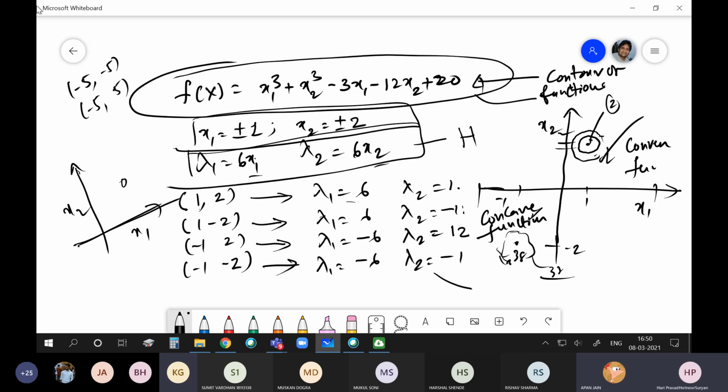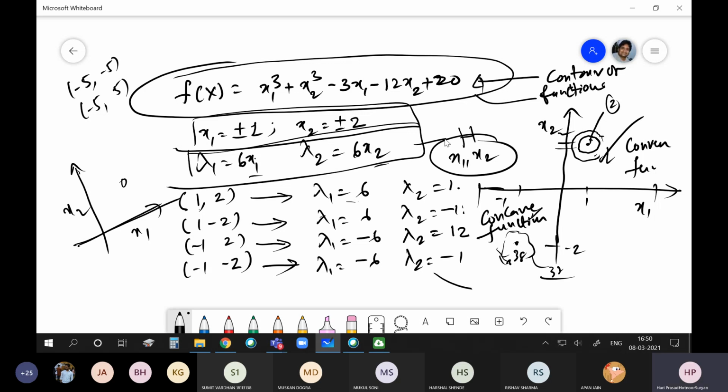Okay, so now let us make our task much more complicated. Here in this function, is it a constrained optimization problem or an unconstrained optimization problem? Unconstrained. We have not imposed any constraints on the decision variables x1 and x2.